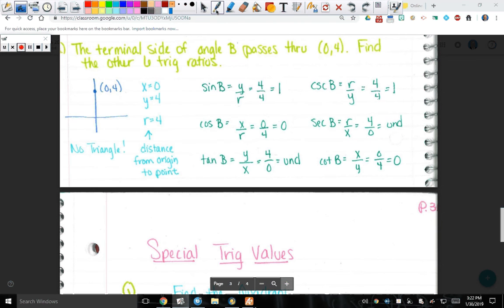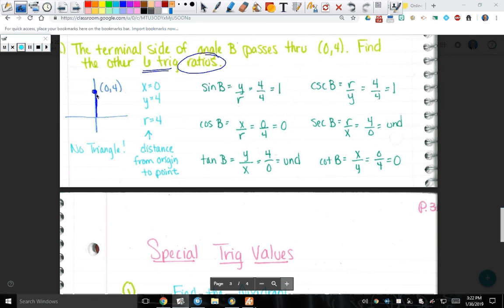Alright, the terminal side of an angle B passes through the point 0, 4. Find the other 6 trig ratios. Can I draw a triangle? I can? How do you draw a triangle from a point? You go straight to the center and straight to the nearest x-axis. There's no triangle.